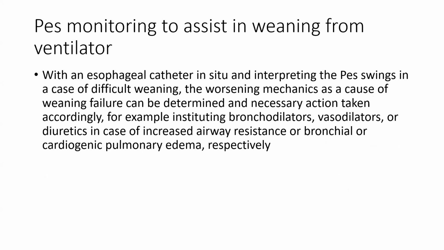Now, esophageal pressure monitoring to assist weaning from the ventilator. With an esophageal catheter in situ, the esophageal pressure swing can be interpreted in case of difficult weaning. Worsening of mechanics as a cause of weaning failure can be determined and necessary action taken accordingly. For example, instituting bronchodilator, vasodilator, and diuretic in case of increased airway resistance or bronchial and cardiogenic pulmonary edema respectively.